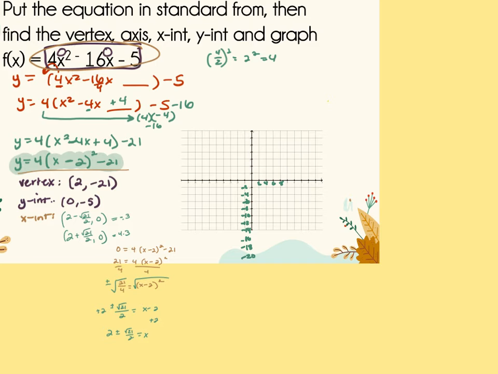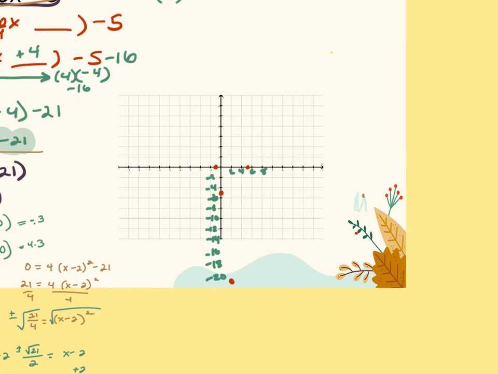So (2, negative 21) is down here. (0, negative 5) is here. Negative 0.3 is here, and 4.3 is here. And then I'm going to connect those points to make my parabola.